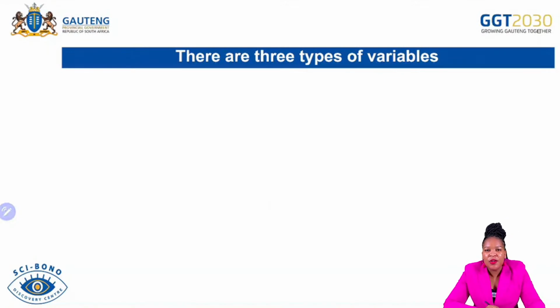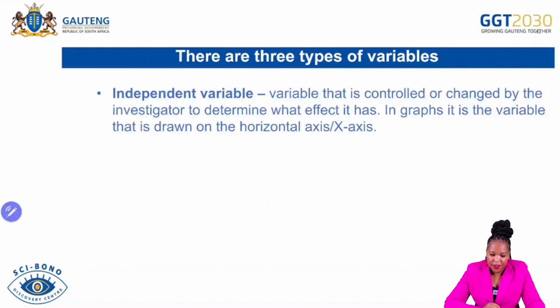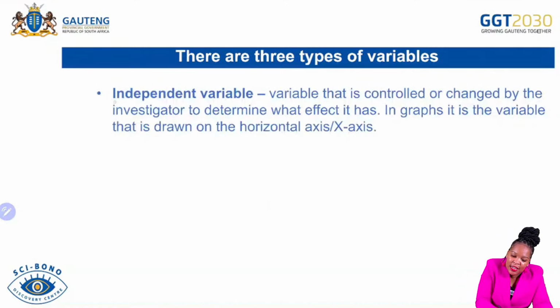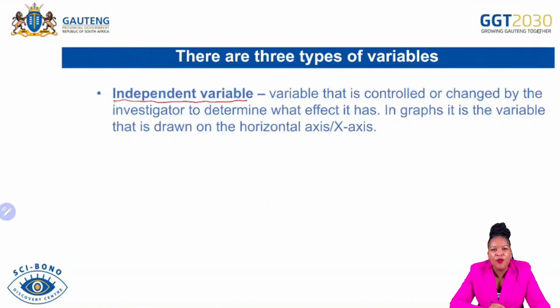Right. So now we've said we need to have one variable, but there are actually three types of variables that you need to know. The first one is an independent variable. By now, you know every question paper that has an investigative type of question will be asking you to identify the independent variable from the question. Now, what is this independent variable? You need to be able to identify it in every experiment, not only on the ones that you know, but every experiment you must be able to identify it.